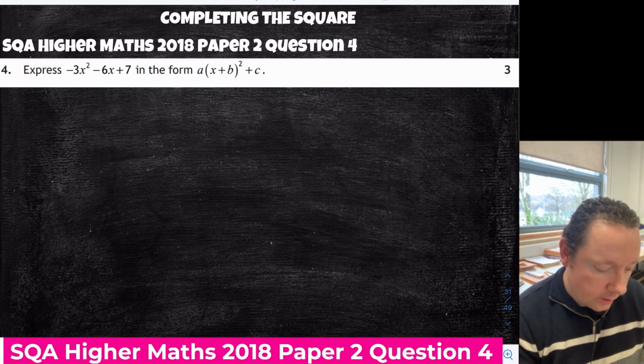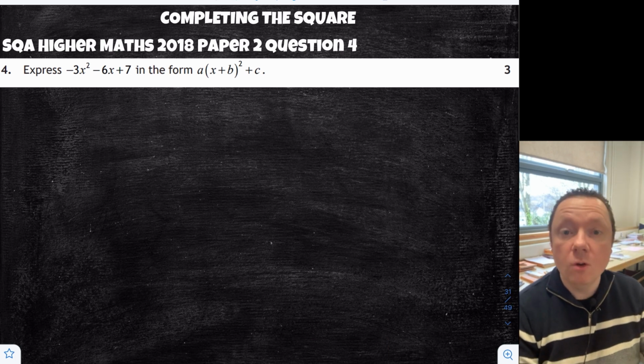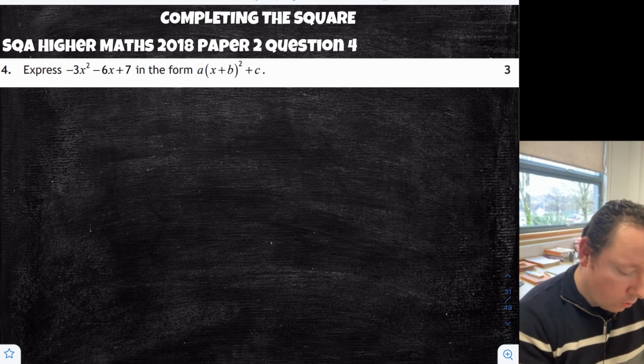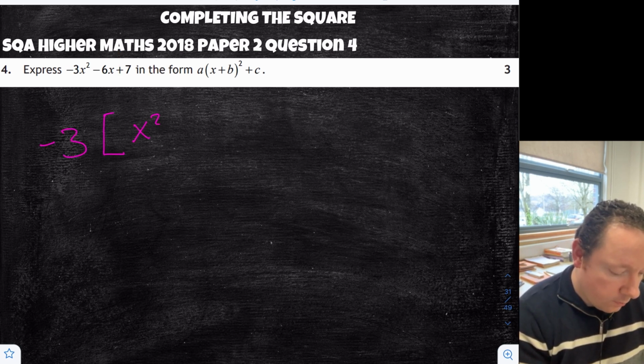SQA Higher Maths 2018, Paper 2, Question 4. Express minus 3x squared minus 6x plus 7 in the form a(x plus b) squared plus c. So completing the square on this, we take our function and we take the common factor out, which is minus 3 of the first two terms. So that gives us minus 3. We've got x squared then plus 2x, because minus 3 times 2 is 6x, and then we've still got a plus 7 on the end.